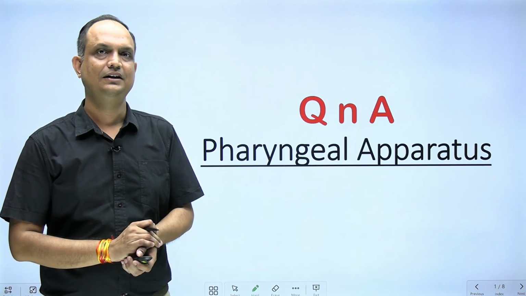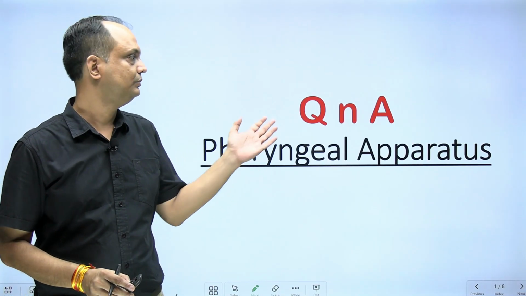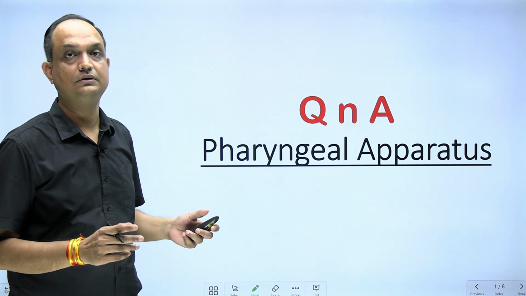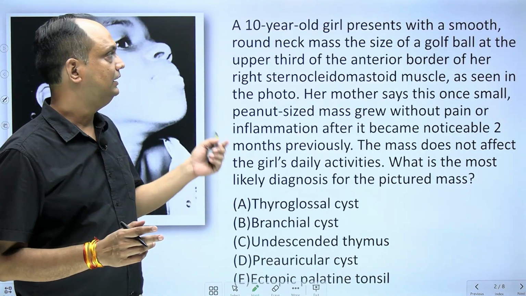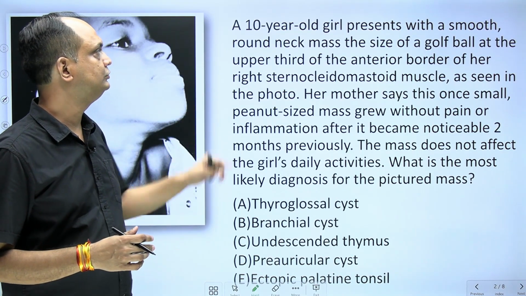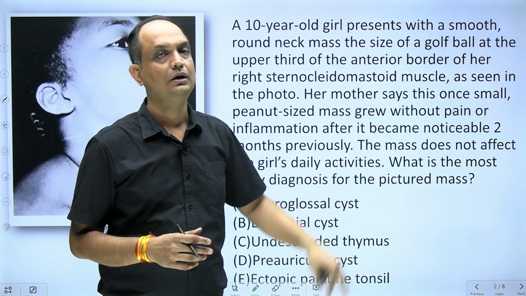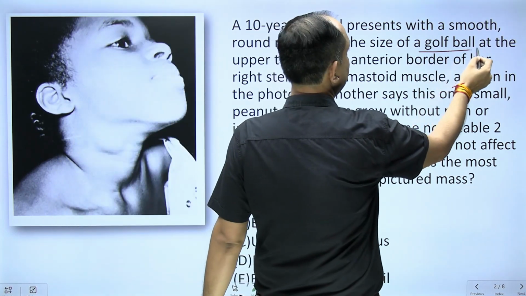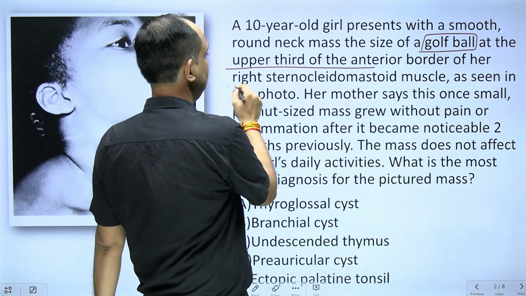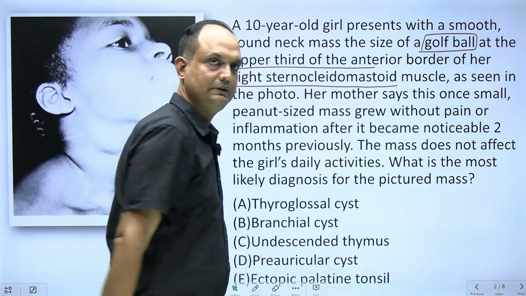Hello students, in today's session I will discuss some question answers which are basically related with the pharyngeal arch defects. So here the first question is that a 10-year-old girl presents with a smooth round neck mass of the size of a golf ball at the upper third of the anterior border of her right sternocleidomastoid muscle.